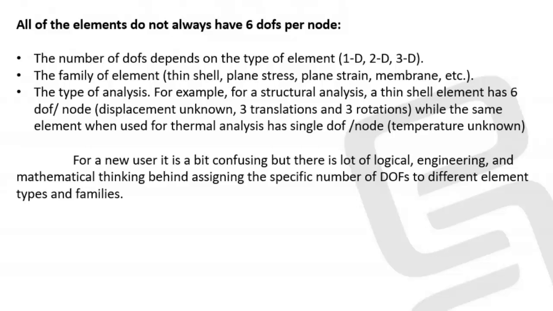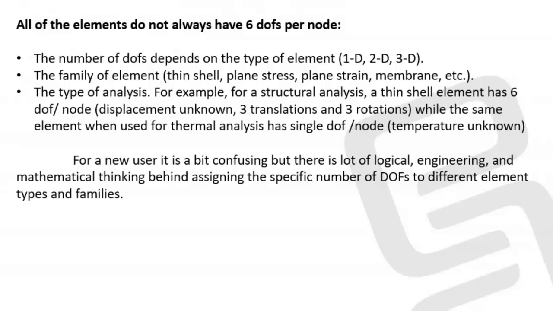So all of the elements do not always have 6 degrees of freedom. The number of degrees of freedom depends on type of element, that is 1D, 2D, 3D. The family of element, that is thin shell, plane stress, plane strain, membrane, etc. The type of analysis, for example, a structural analysis, a thin shell element has 6 degrees of freedom per node, displacement unknown and 3 translational and 3 rotational. While the same element when used for thermal analysis has single degree of freedom, temperature unknown.